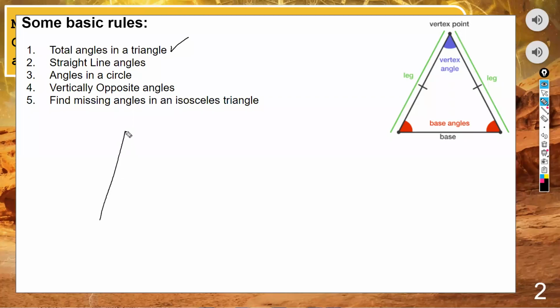If I have any triangle in the world, it doesn't matter what kind of triangle, an isosceles triangle, an equilateral triangle, if I were to add up all three angles, how much would the total be? Send your answer on the chat. Right, and you all are correct. All the angles in a triangle always add up to 180. So all the angles will total to 180 degrees. And most of you will have met that in Form 1, somewhere around there.